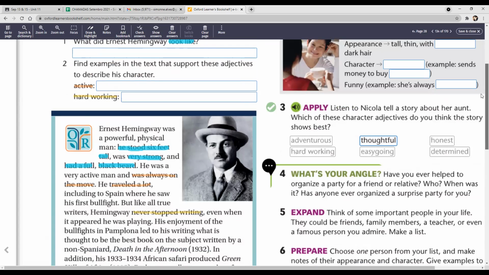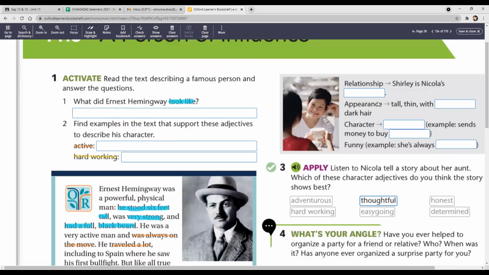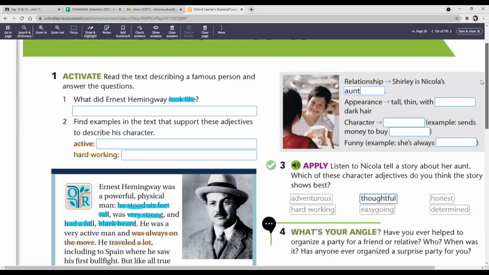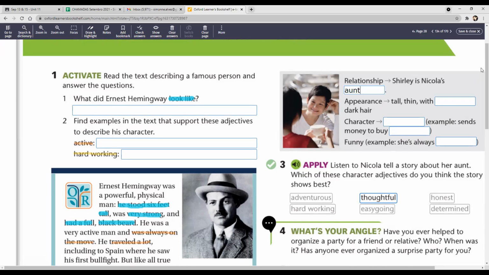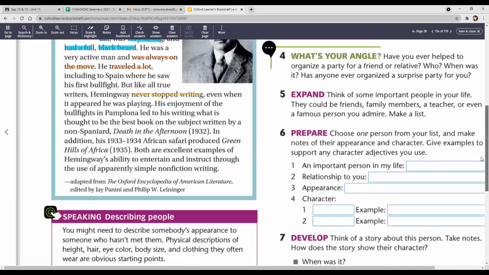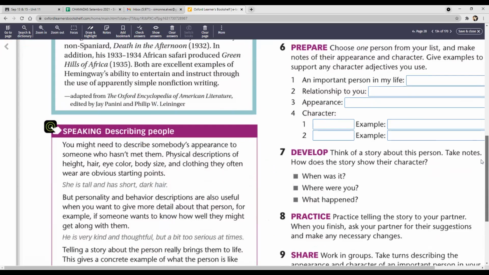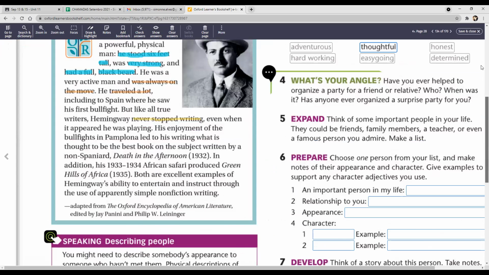So here we have the box, and here we have the picture of those two people involved in the story. So the relationship, we have Shirley, her name, right? So who is Shirley? She is Nicola's aunt, right? Good. Appearance, tall, thin, with, here according to the example, short, dark hair. Okay.